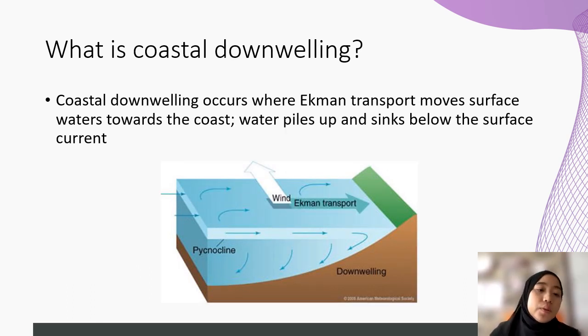So what is coastal downwelling? Coastal downwelling occurs where Ekman transport moves surface water towards the coast. So the water will pile up at the coastal area and sink. So in this area, there is no high productivity.